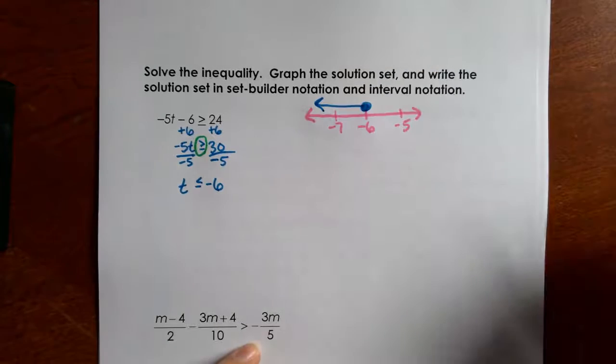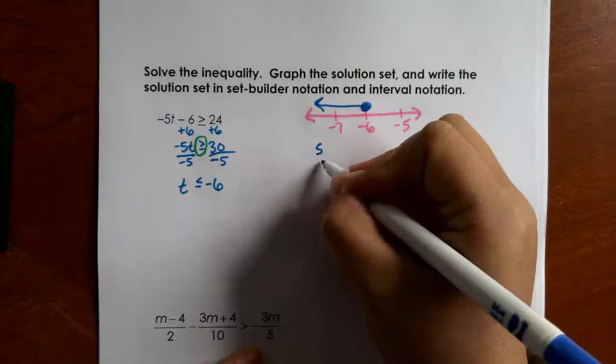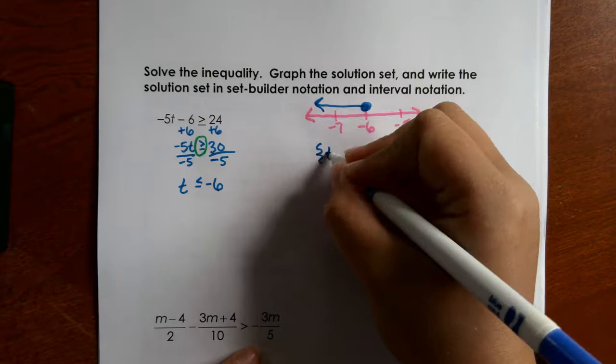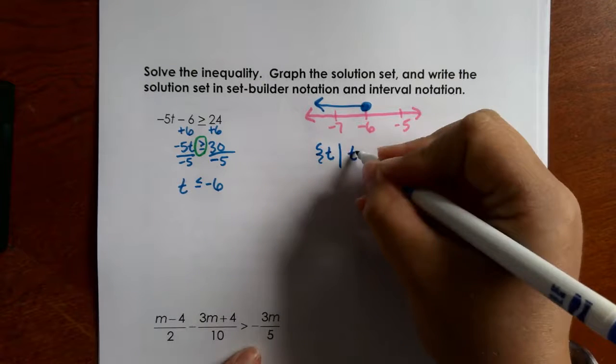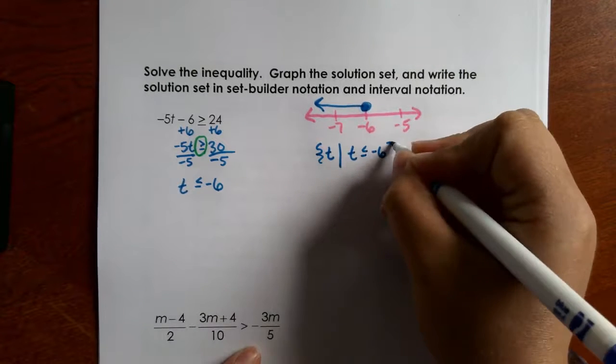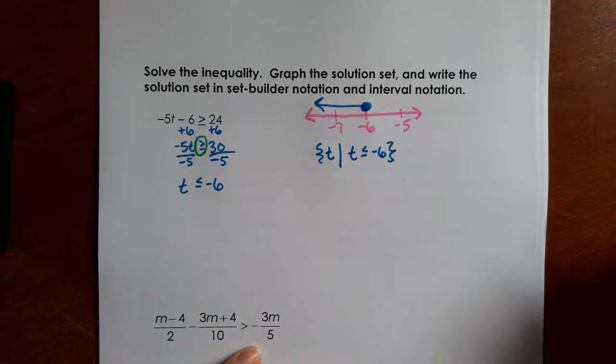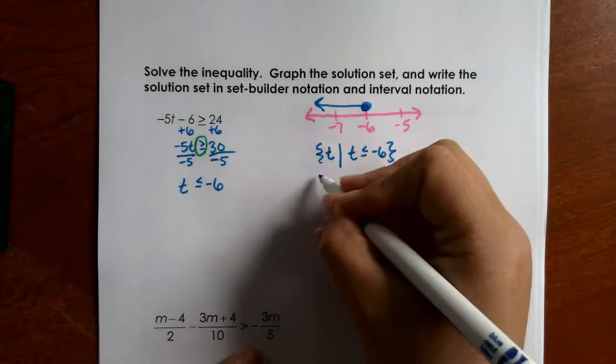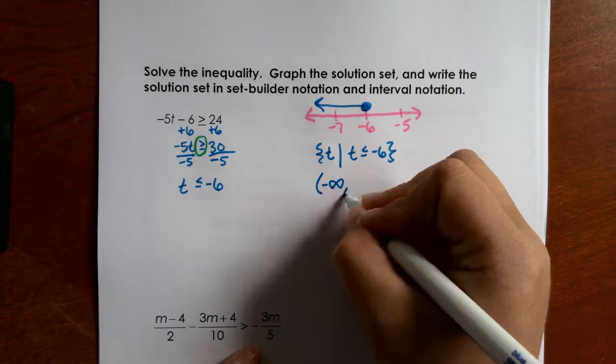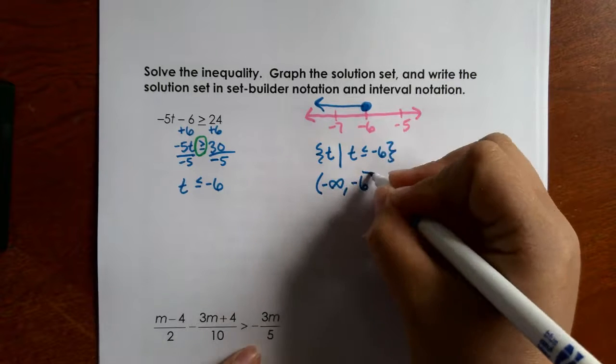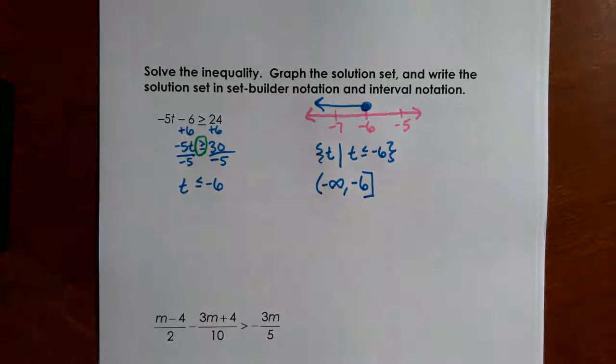In set builder notation, I start my set. My variable was t, such that t is less than or equal to negative 6. And there was my rule. And then my interval notation, the furthest left I can go is negative infinity. The furthest right is negative 6. And since negative 6 was included, I use a bracket there.